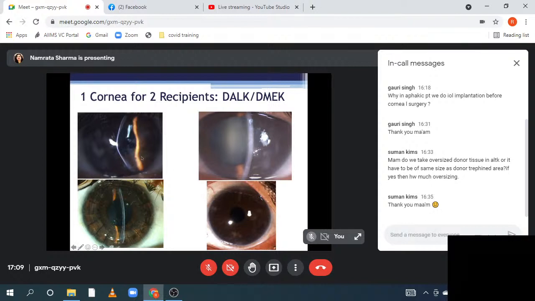This was the very first case that I showed you, DMEK, that we did with Dr. Nagesh, DMEK and the anterior top, and then the rest of the cornea, we used it for DALK.